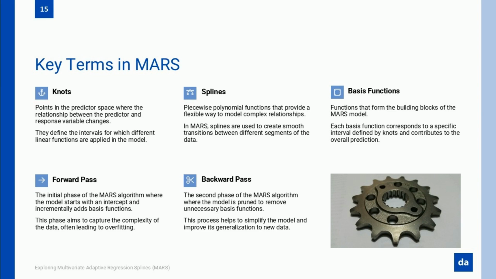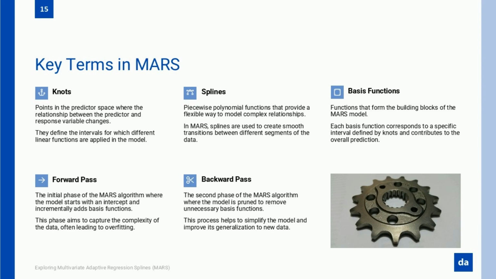Then there's the forward pass and the backward pass, the two-phase process that makes Mars unique. The forward pass aggressively adds basis functions, capturing as much detail as possible. It doesn't worry about overfitting. Its job is to collect as much information as possible. But that's where the backward pass comes in, pruning unnecessary basis functions to refine the model and ensure it generalizes well to unseen data.